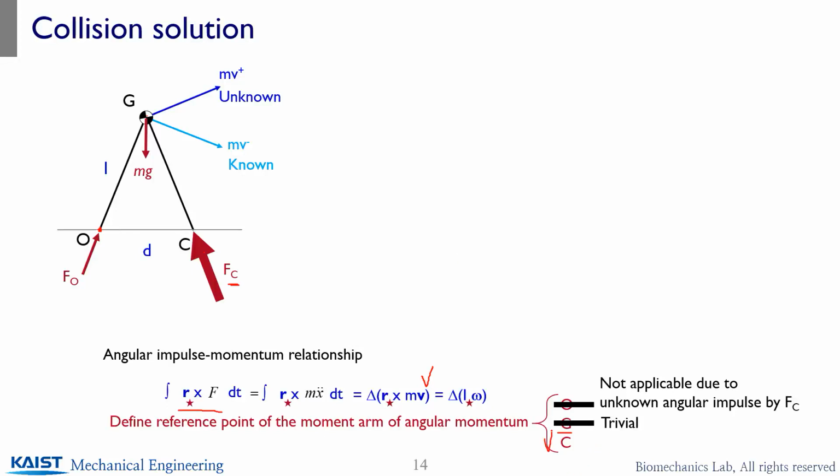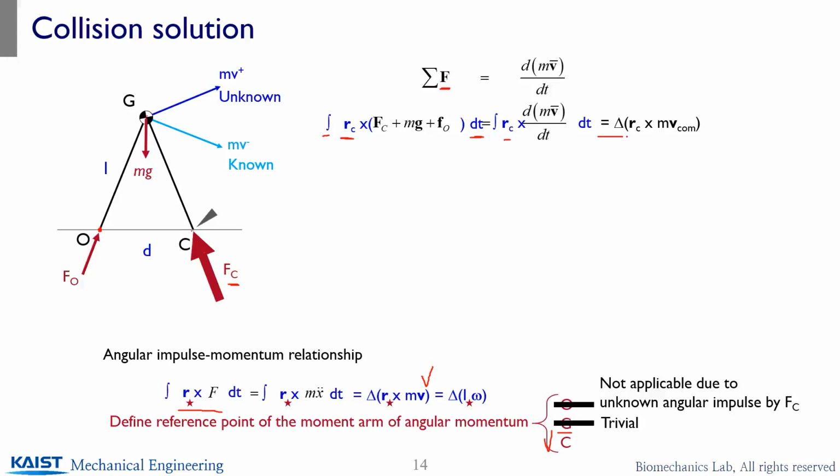So finally, maybe we should apply the angular impulse momentum relationship with respect to the point C. This is the new ground contact point. Okay, let's work on it. Starting from F equals ma, Newton's equation of motion, there are three forces: Fc, Fo, and mg. I'm going to take the R cross product from C on both sides, and take the time integral over t. That results in the angular momentum change before and after collision, and that includes the V plus term. That's what we are going to figure out.